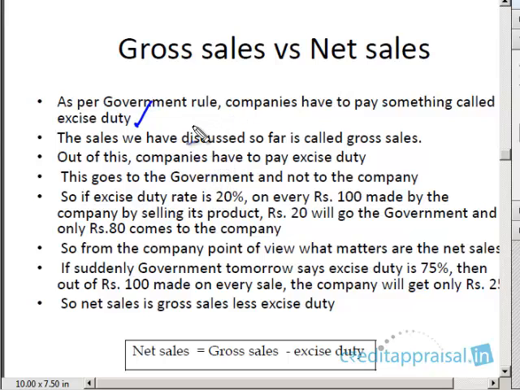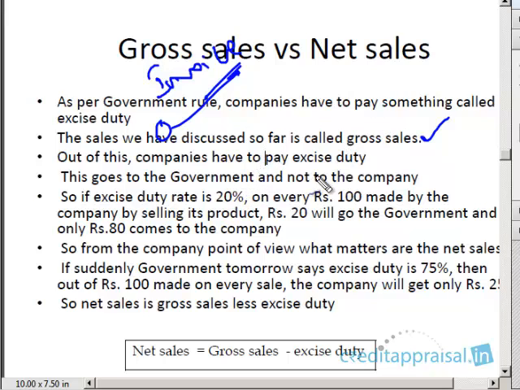This is a form of tax. Even though it is called excise duty, it's also referred to as excise tax. Basically, it's a tax imposed by the government on goods that are produced within the country. So the sales we have discussed so far is the gross sales. Gross sales is without any deductions. So we made a sale to a company, and we billed. In the invoice we mentioned some amount, and that is the amount we receive from the company. That is the gross sales, the amount without any deductions.